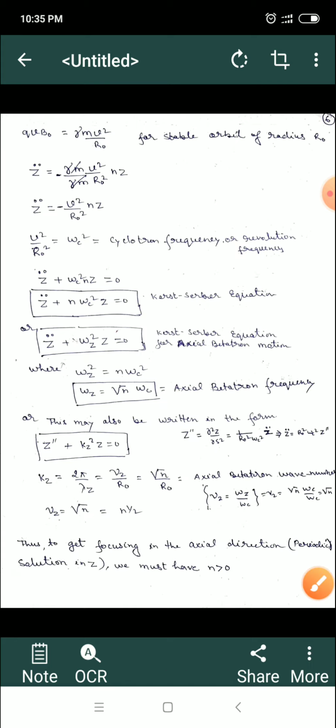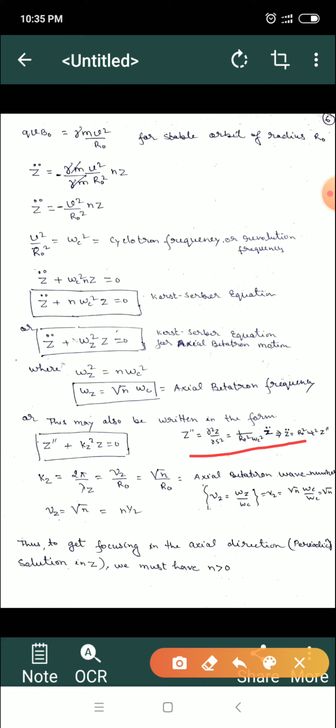This may also be written in terms of the trajectory equation of motion. We know how we can change the trajectory equation of motion: z double prime can be written as del square z upon del s square, and this del square can be changed in terms of time. That can be written as 1 over r0 square omega c square z double dot. So z double dot will be equal to r0 square omega c square into z double prime. We can substitute, and the equation becomes z double prime plus kz square z equal to 0.